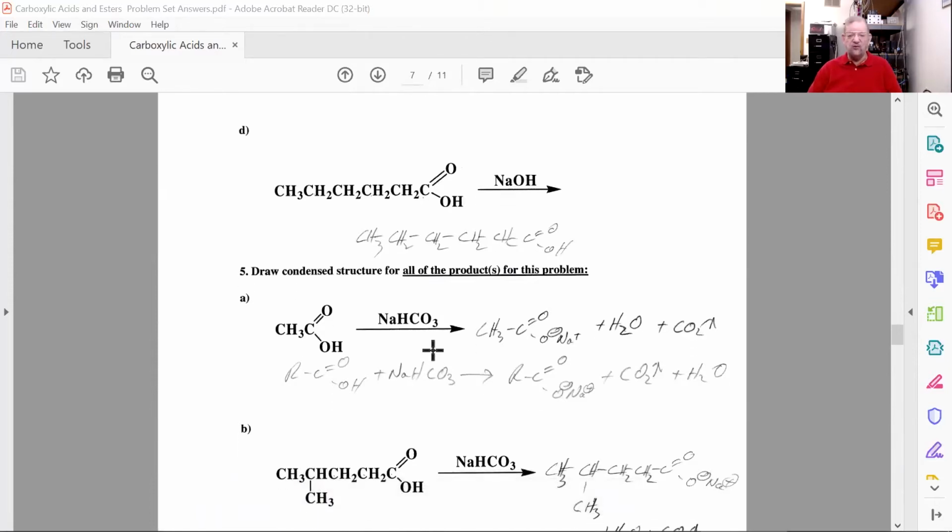Now, there's one difference on this test, and that's question number 5. Normally, I ask to give the organic product or products, but number 5, and notice this is underlined so you don't miss it, make sure you read questions carefully always. Draw the condensed structure for all of the products of this problem.